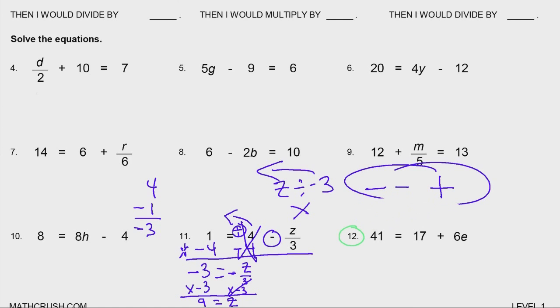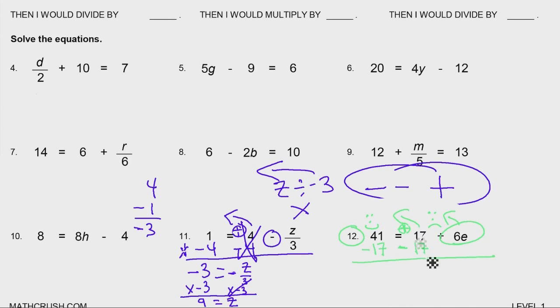Last problem. All right, we got 41. He's happy by himself. And then we've got some numbers and variables over here, so no one is happy. And the numbers want to go join the 41. That means we're going to need to move the 6 and the 17. But since the 17 is not attached to the e like the 6 is, let's move the 17 first. There's no sign, and again, I'm going to repeat myself. If there's no sign, it is positive, and the opposite of positive is negative. So we're going to do minus 17 to both sides.